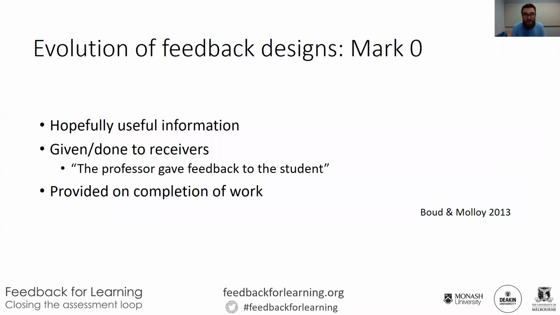So in the bad old days, that Boud and Molloy call feedback mark 0, feedback was hopefully useful information. Feedback was given or done to receivers. You see the statement there, the professor gave feedback to the student. One person's active in this and one person's kind of passive. And feedback was provided on completion of work, just at the time that people don't exactly need it for this piece of work. Sure, they might intuit that they should use it for the next task, but you're giving them feedback on this thing when they can't improve this thing anymore.